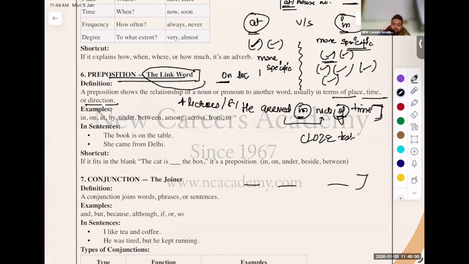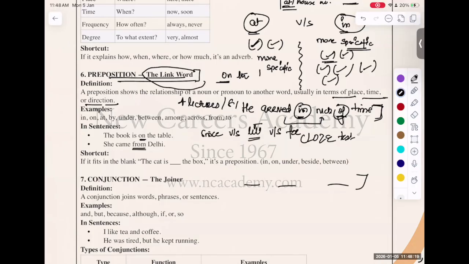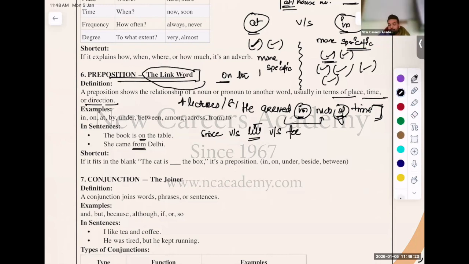Okay, the book is lying on the table. She came from where? Delhi. Okay, what's the difference? एक general. Since versus till. For. Sir, since past, till future. I was since, till and for.